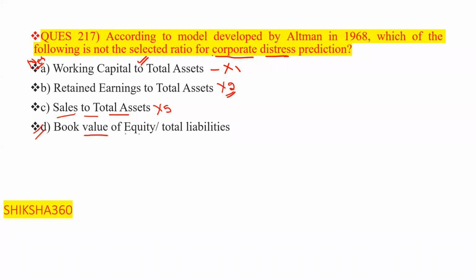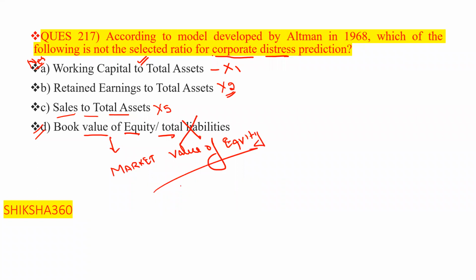That is book value of equity upon total liabilities. This one is not any ratio. What is the correct ratio here? That is market value of equity upon book value of long-term debt ratios. This one is the correct ratio. This one is not. So option number D is the answer here.